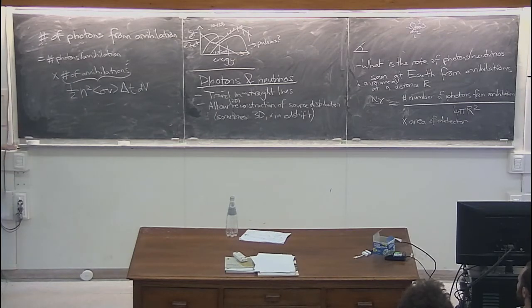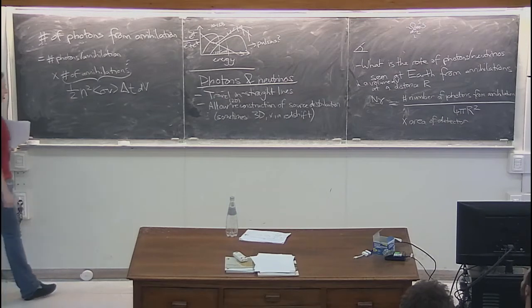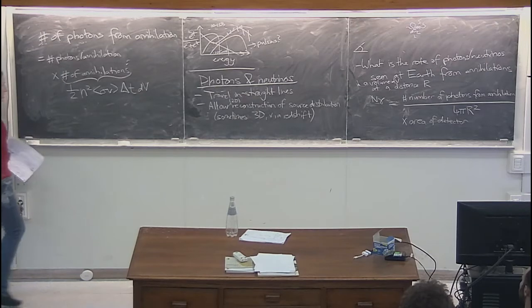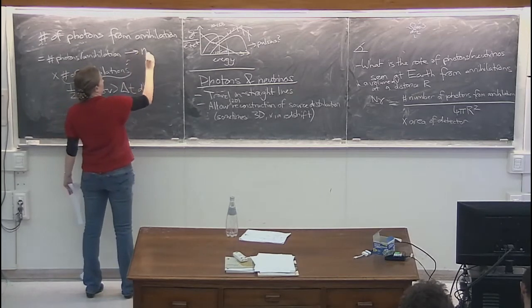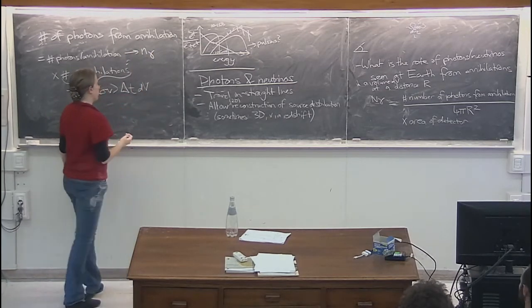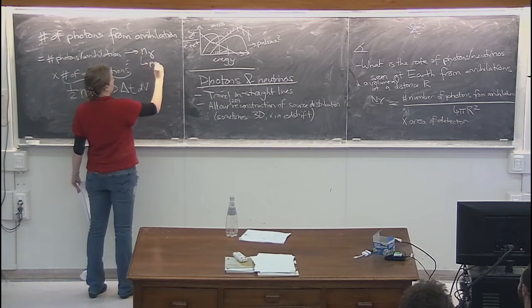If I was dealing with dark matter that was half dark matter and half anti-dark matter, I'd only annihilate if I had a dark matter particle and a dark antimatter particle, and so instead I'd have n particles times n antiparticles. Okay, so the number of photons per annihilation, let's just call this n gamma. So this is a particle physics input.